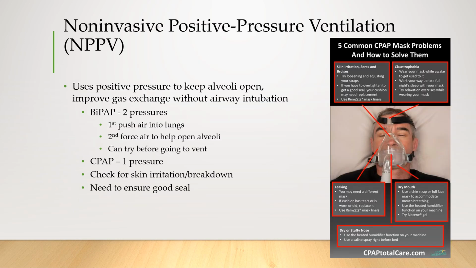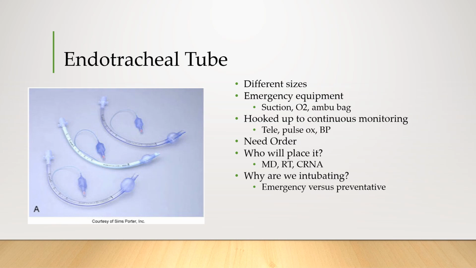So, non-invasive positive pressure ventilation. This is a BiPAP or a CPAP. It's used to push positive pressure to keep the alveoli in the lungs open and improve gas exchange without ET intubation. This is what an ET tube looks like, though you probably know that by now. Most of the time, a respiratory therapist, an MD, or a mid-level will place an ET tube.